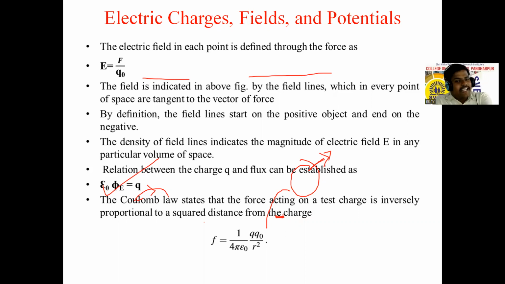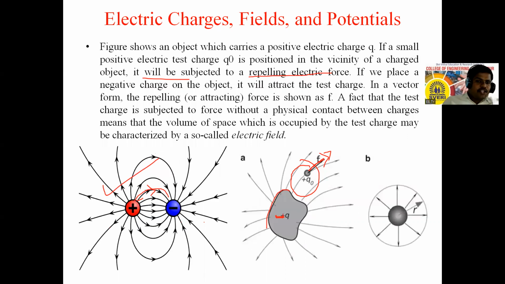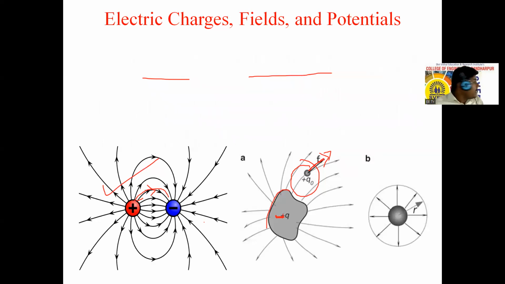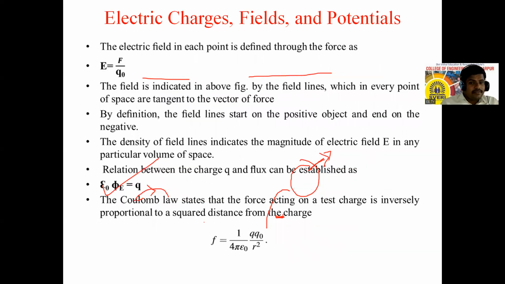So the field is indicated in the above figure by the field lines. We showed the field by field lines. It is defined by field lines which, at every point of space, are tangent to the vector of force. Okay, see, this field is tangent. What is tangent? Tangent means what? The force is tangential force, we say.